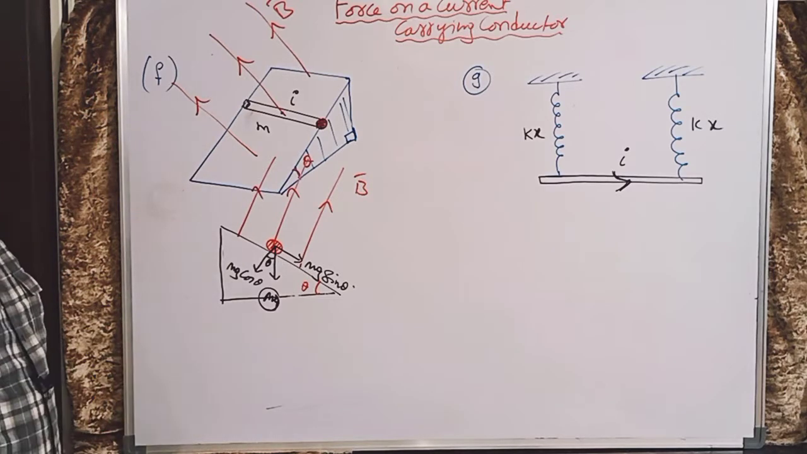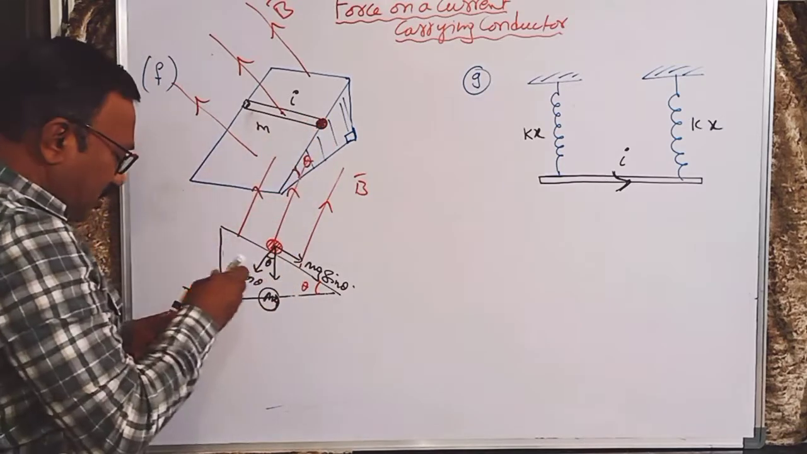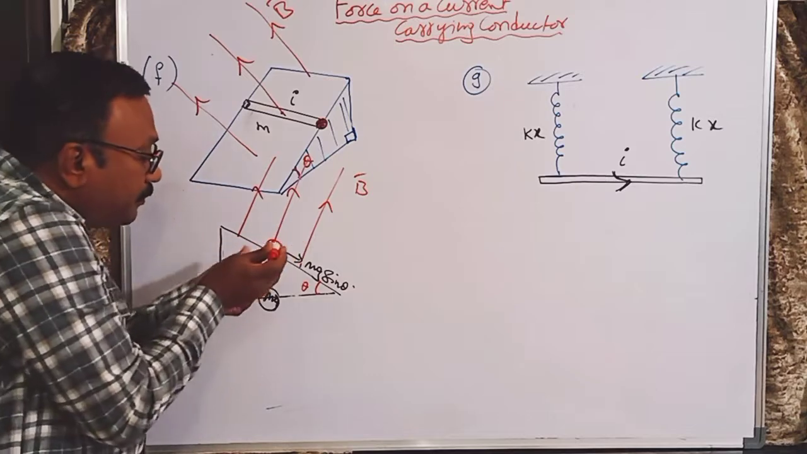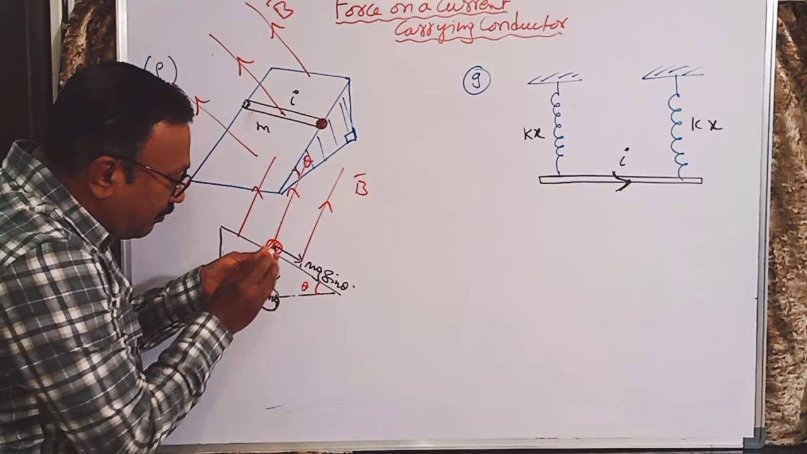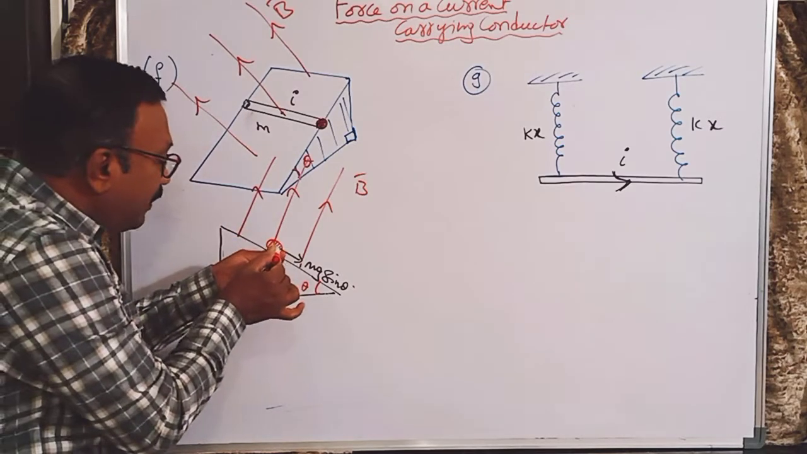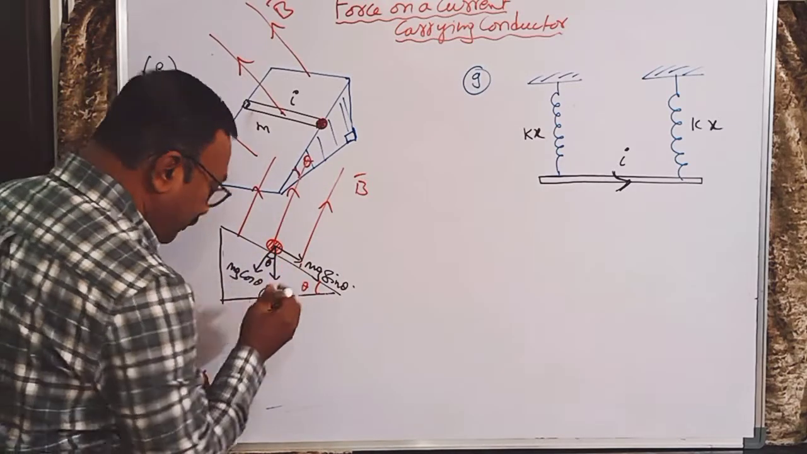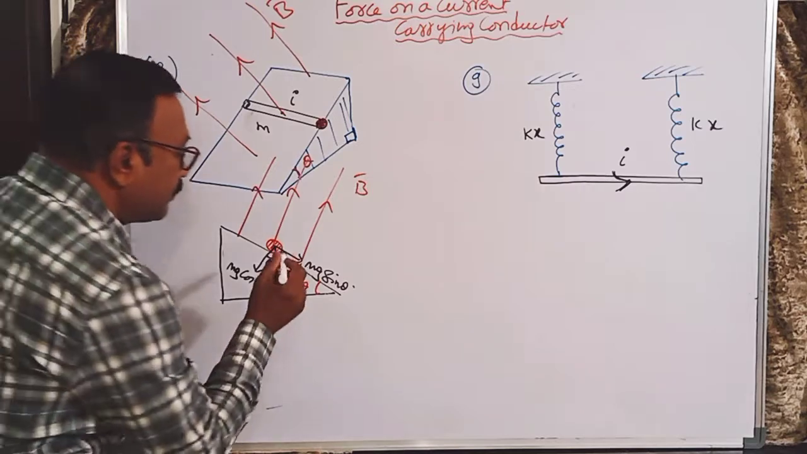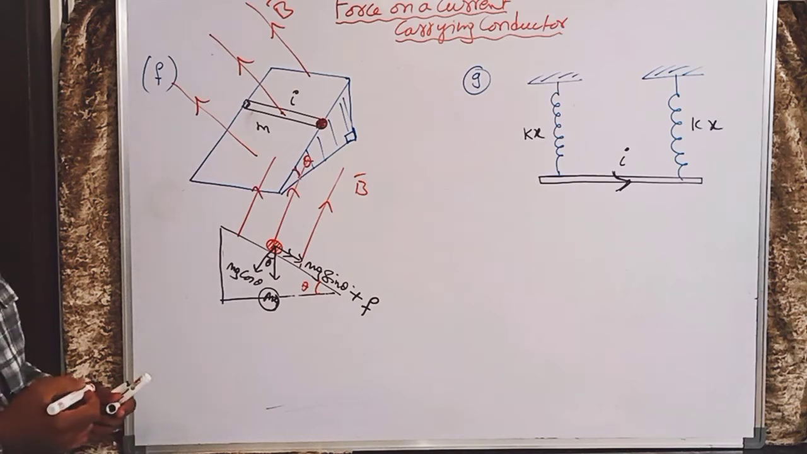Definitely friction is there. See, the current in the conductor is trying to move this conductor in the upward direction. When the conductor is trying to move in the upward direction, friction will develop downwards. So definitely the friction is acting downwards.